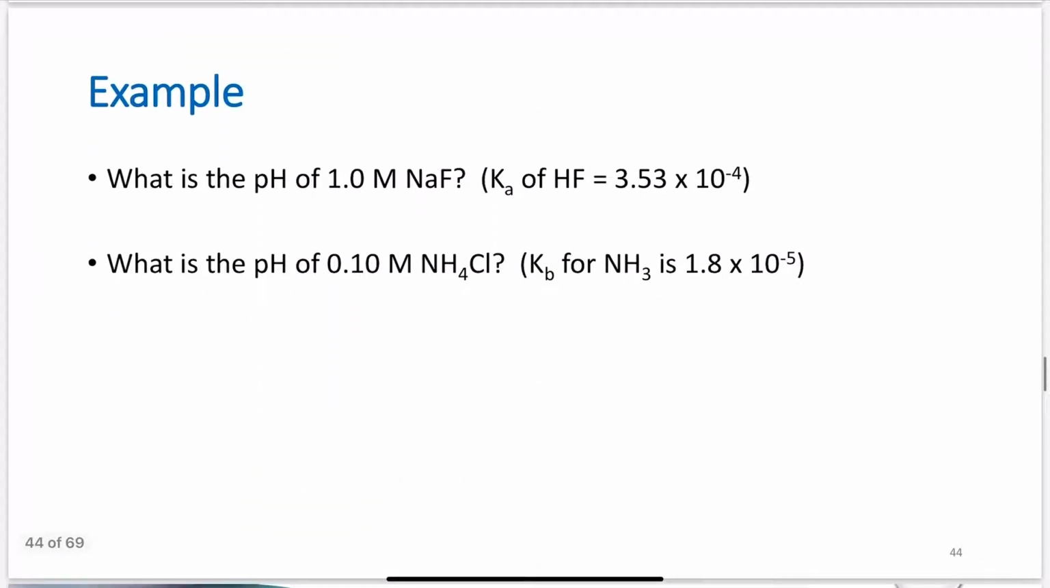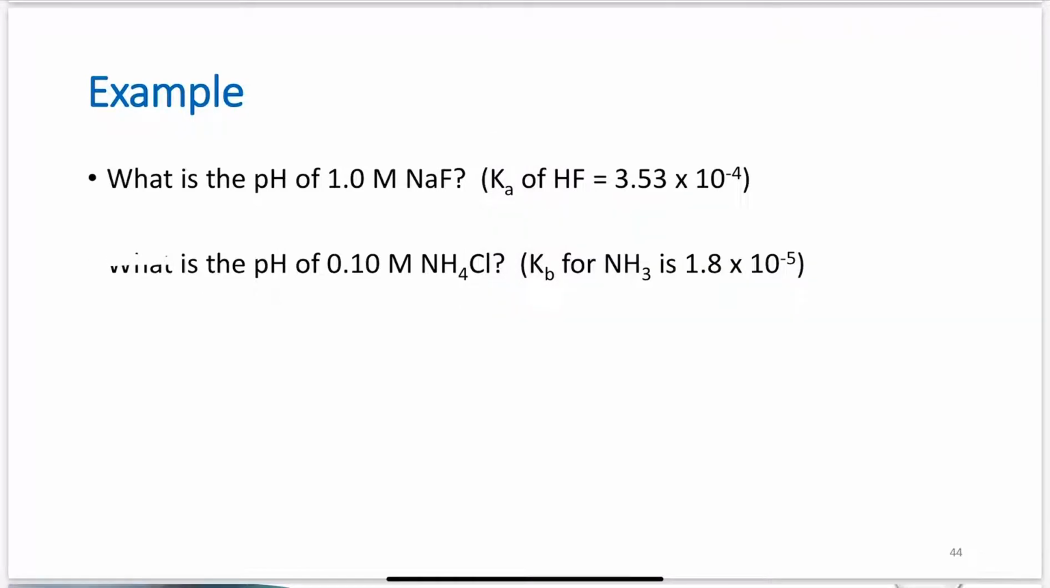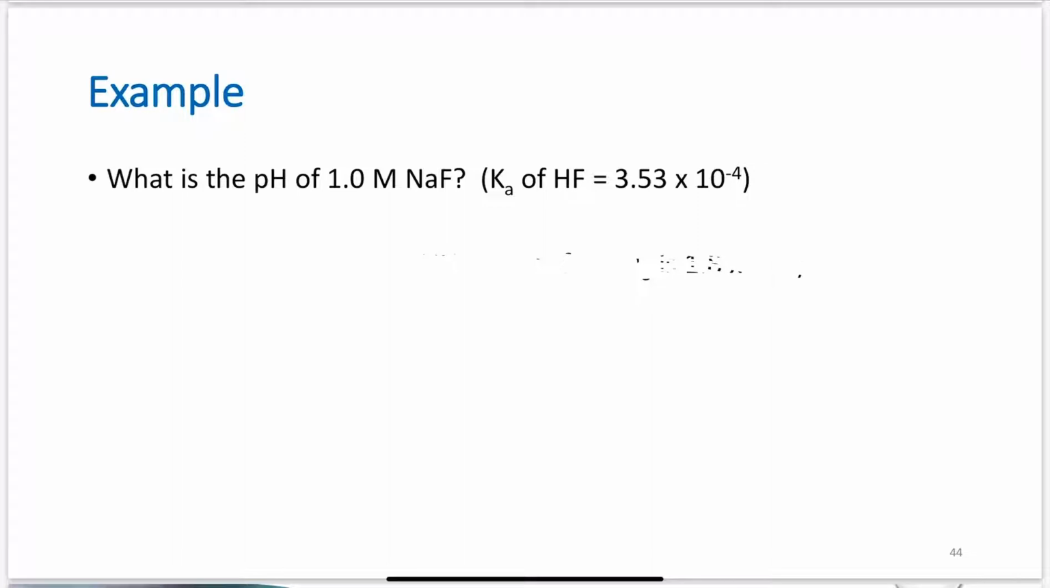So let's work a couple examples. What is the pH of a 1 molar NaF solution? And I clearly did not give myself enough space here, so we're going to have to take over the slide. I forgot that I had this set up to put on a whiteboard and not on a video. So one second. We're looking for the pH of a 1 molar NaF solution. It does give me the Ka of HF.